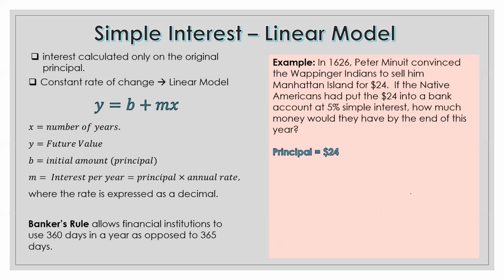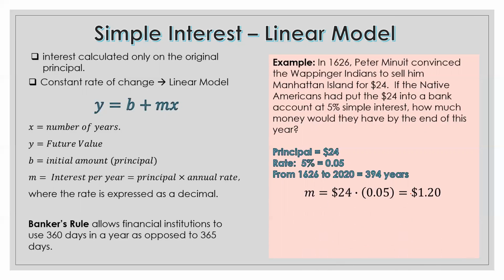So the principal is $24. The rate is 5%, which is 0.05. And from 1626 to 2020 is 394 years. That's many years, right? So how much money do you think they'll have for their 24 bucks? Okay, let's take a look.